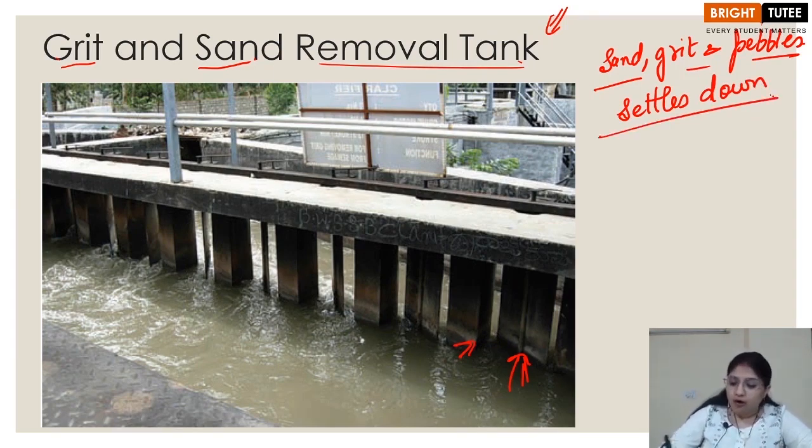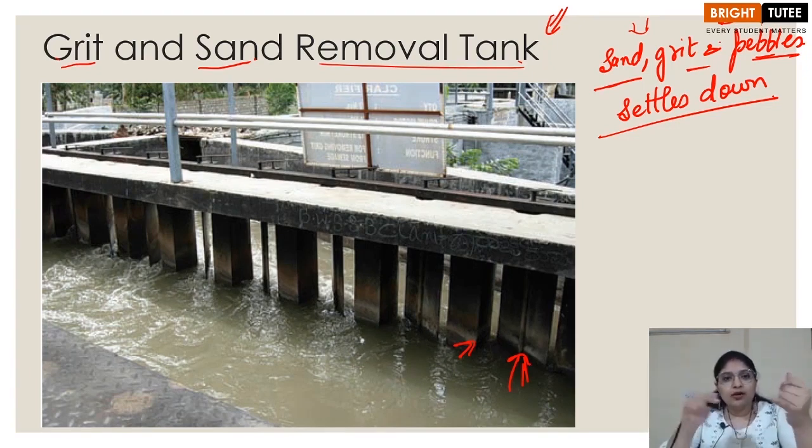Now you might wonder where all these things are coming from, because these things are not there in the houses or in the industries. Usually all of this comes into the wastewater through the rainwater, which is running off the roads and running off the roofs. All of these things, that is the sand, grit, pebbles, and dirt, are removed in this particular grit and sand removal tank. As the name suggests, this tank is used to remove sand and grit.